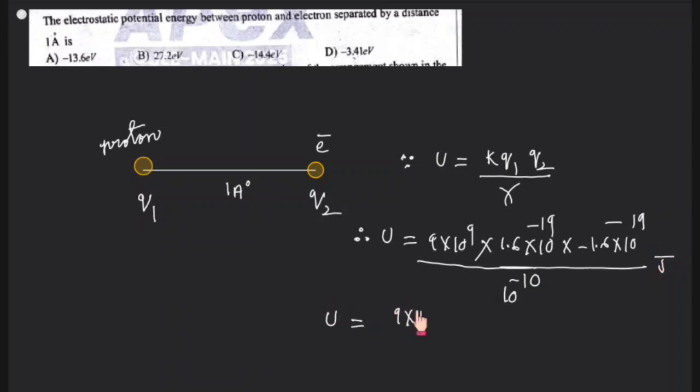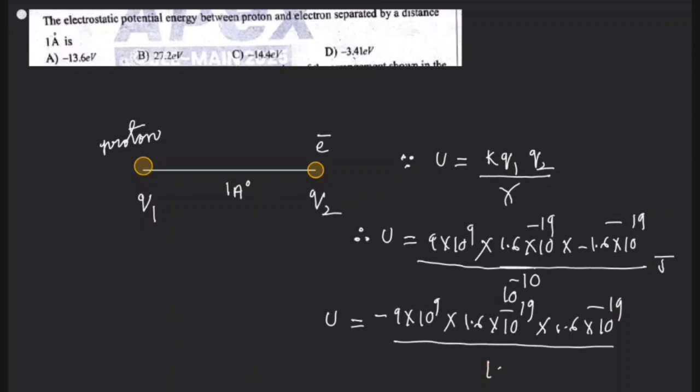So therefore 9 into 10 power 9 into 1.6 into 10 power minus 19, bringing the minus here, into 1.6 into 10 power minus 19 by 10 power minus 10, and this joule can be written as 1 electron volt by 1.6 into 10 power minus 19. So this will be cancelled, and you get the answer approximately U is equal to minus 14.4 electron volt.